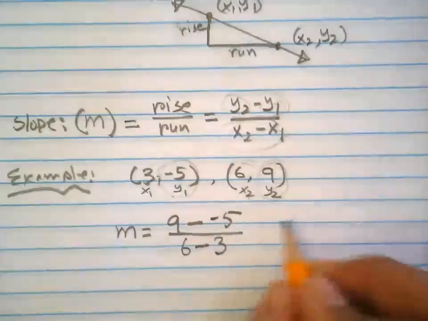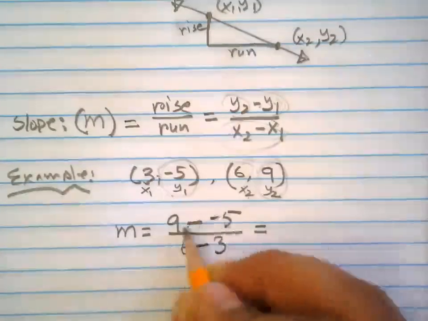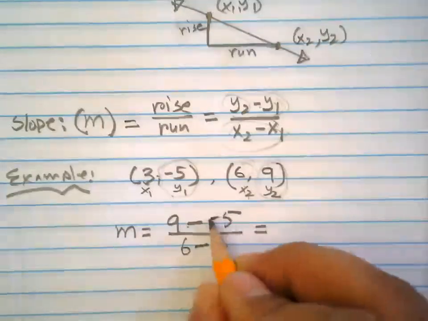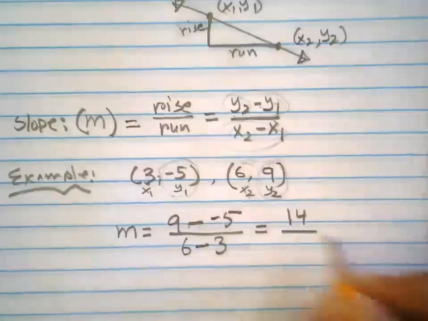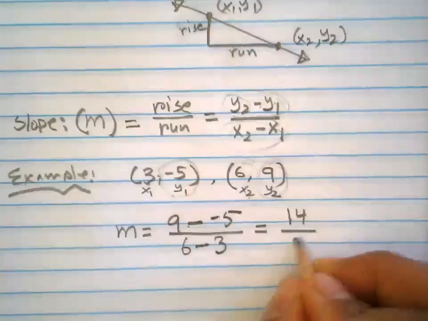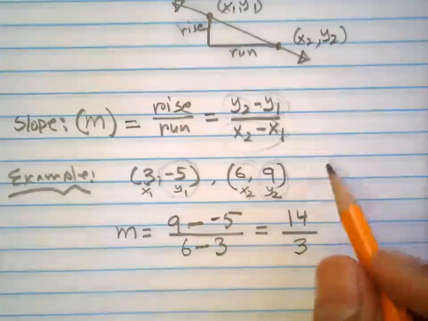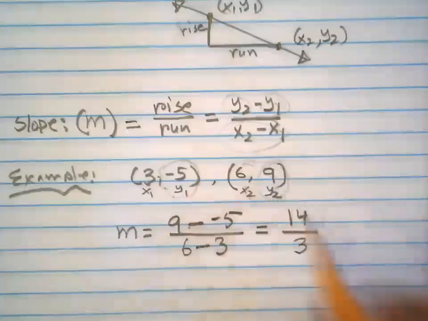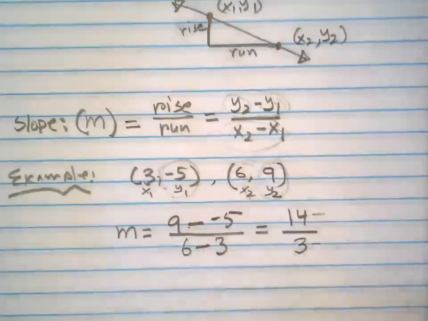Let's do the math. 9 minus negative 5: when you have two negatives together, that makes it positive. So 9 plus 5 is 14, and 6 minus 3 is 3. This number, 14 over 3, represents the slope of the line that goes through these two points. Rise over run. I hope that makes sense.